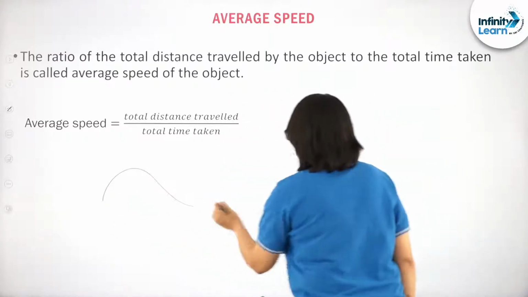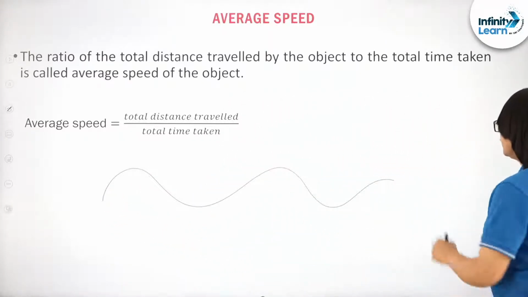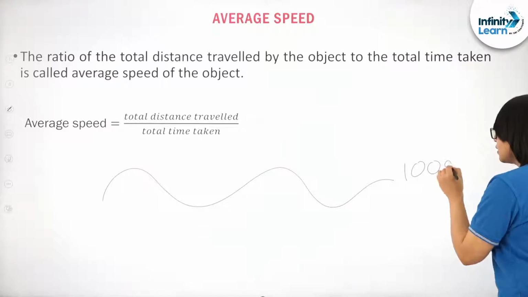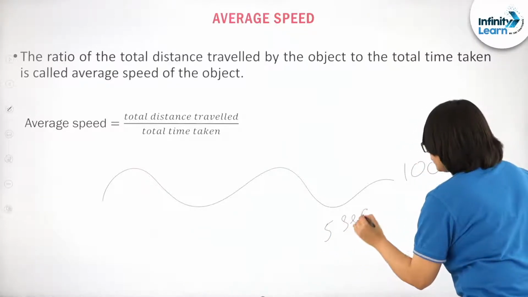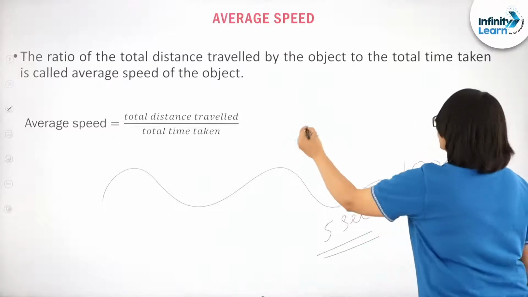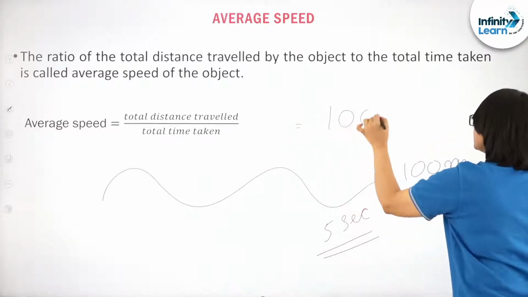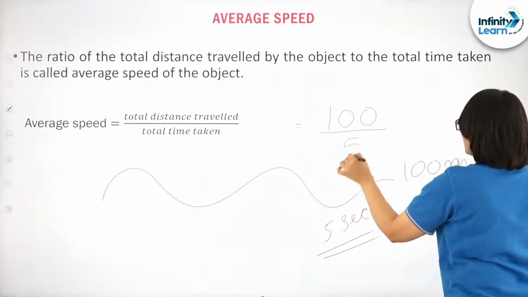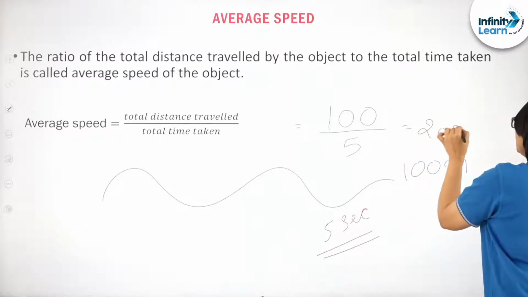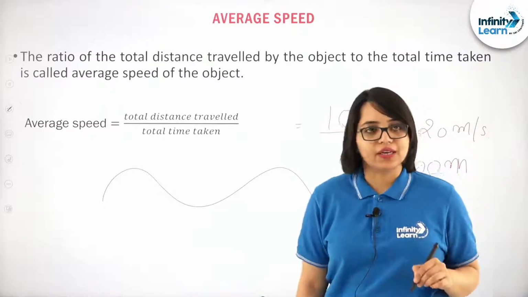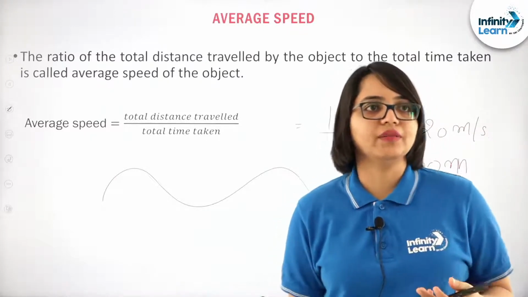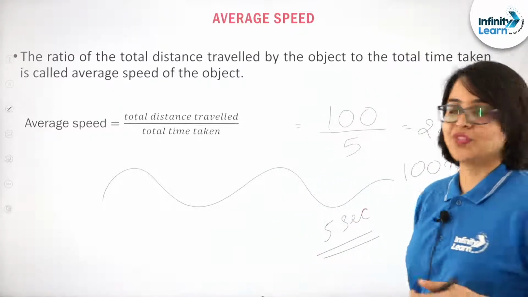Suppose a particle is covering a distance of 100 meter in 5 seconds. ठीक है, तो जो एवरेज स्पीड होगा, that is the total distance covered divided by total time, that is 20 meter per second. This is the one and only formula for finding average speed, right? Hello Pooja.